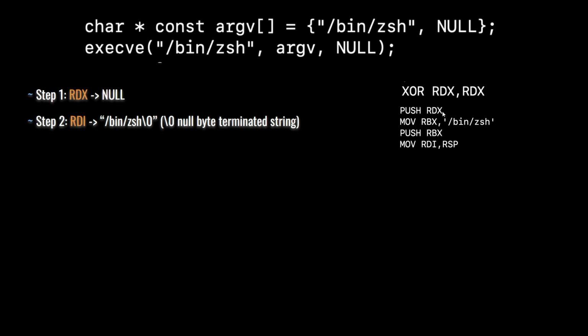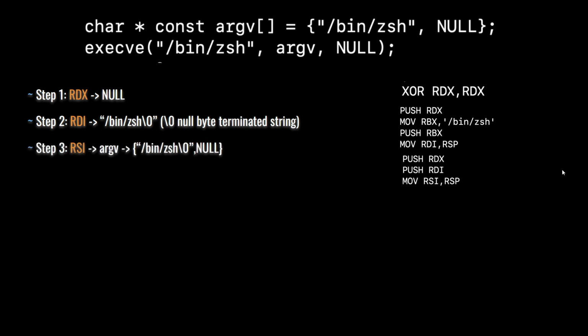First one being push rdx, which pushes the value we basically made null, so it pushes null onto the stack, and then it does mov rbx, /bin/zsh. This stores /bin/zsh into rbx. This is then pushed onto the stack, and then the address of this value on the stack is stored into RDI. So this is the process. To explain it once again if you are confused: push rdx pushes the null onto the stack, then moving /bin/zsh into rbx and pushing this value onto the stack. The stack looks like this. So this is our /bin/zsh, and it is null byte terminated.